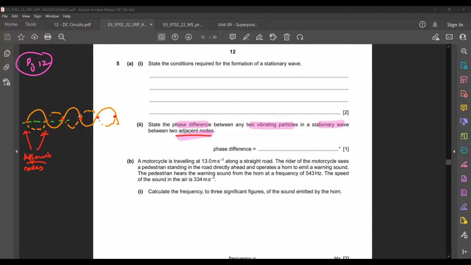So if I draw the equilibrium line here, for any two particles between these two nodes, what is the phase difference between them? I explained to you before that the phase difference should actually just be 0 degrees.